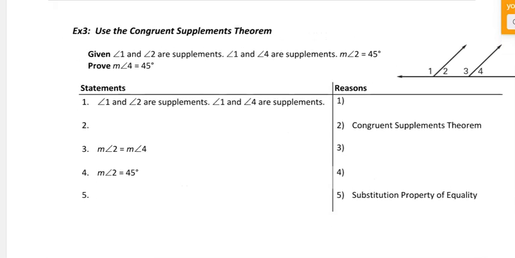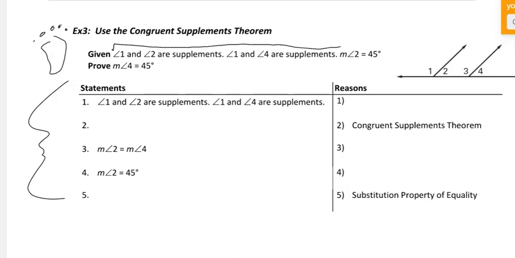Got one last thing here. If you knew that 1 and 2 are supplementary and 1 and 4 are supplements, and measure of angle 2 is 45 degrees, prove that measure of angle 4 equals 45 degrees. Once again, a proof I would not expect you to be able to do on your own. But filling in the blank, I think, is a small enough baby step. So let's go ahead and do a baby step here. How do we know that 1 and 2 are supplements and 1 and 4 are supplements?